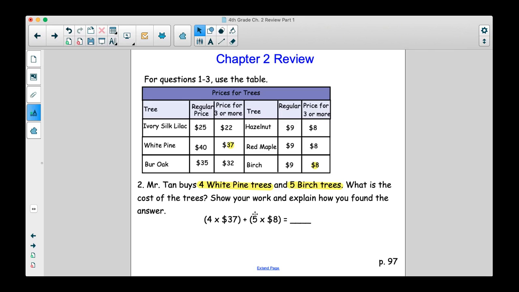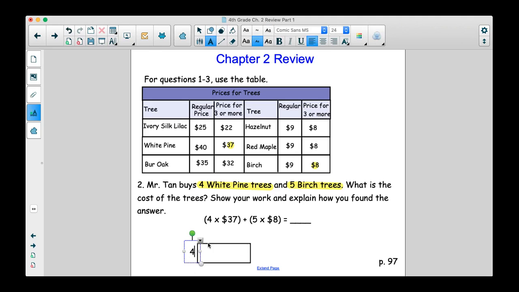You can actually even hit pause and you can do 4 times 37 right now. All right, so I'm going to do that. I think I'm going to do the area model because that's my fave. So 4 times, I'm going to split the 37 into 30 and a 7. You can do whatever you want, whatever makes you happy.